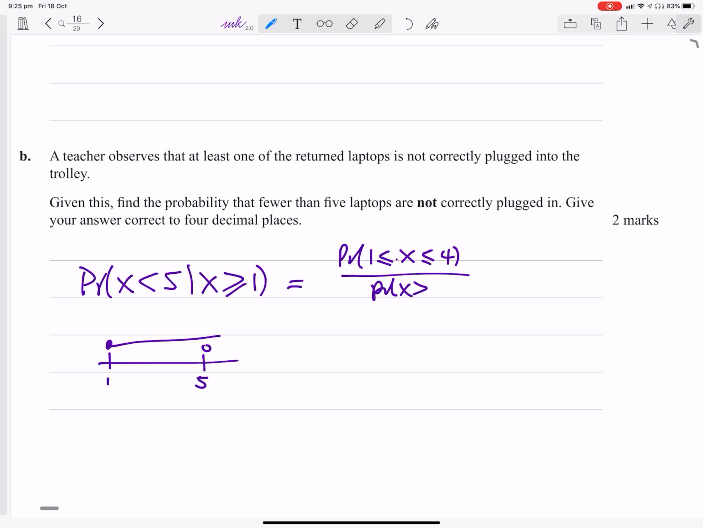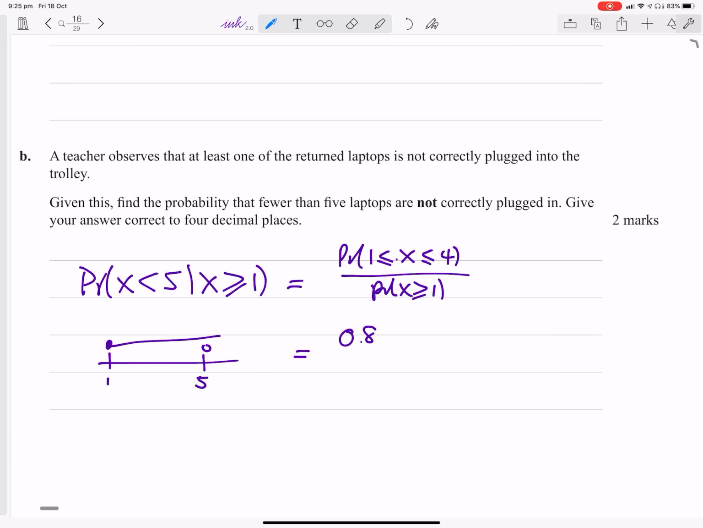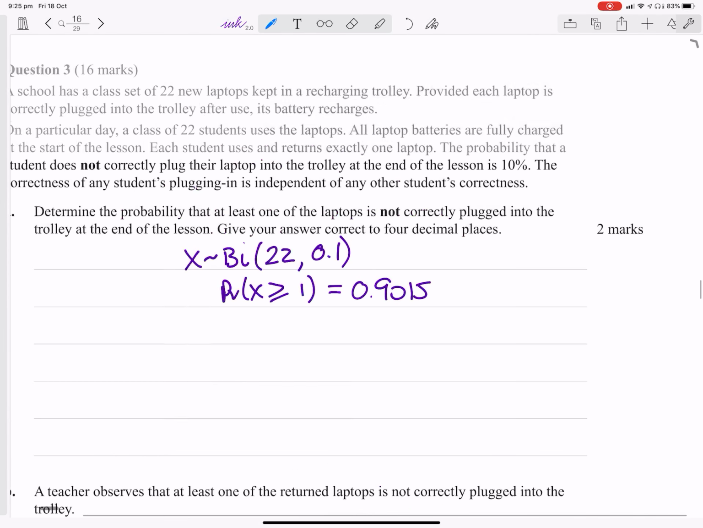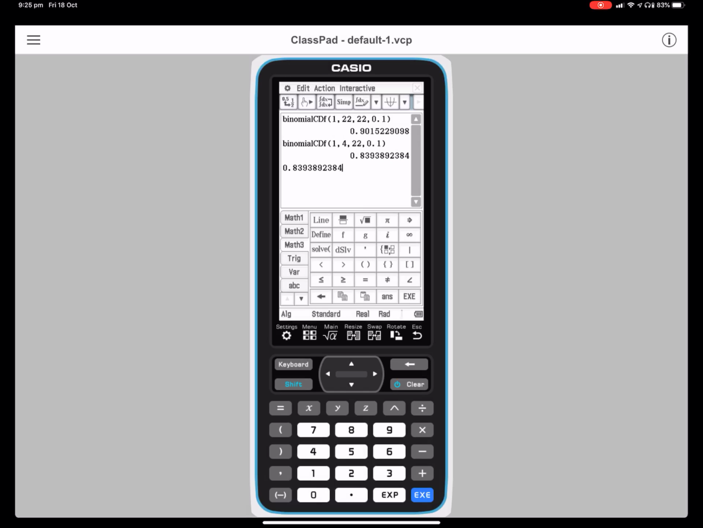The probability that x is greater than or equal to 1. So we've got to go from 1 to 4. 0.8394 over, was it 0.9015? But we know we use the whole answer. So that divided by that, 0.9311.